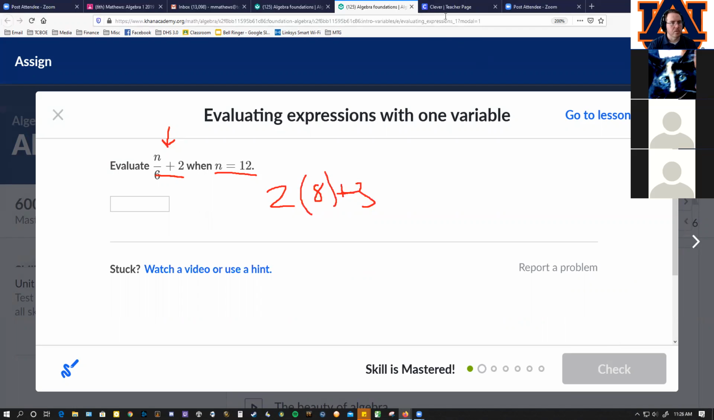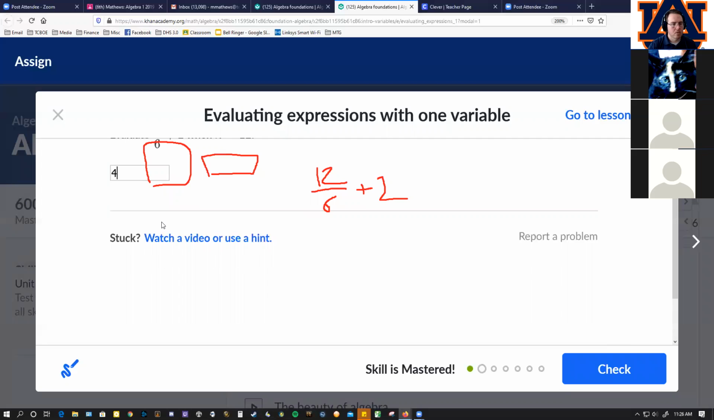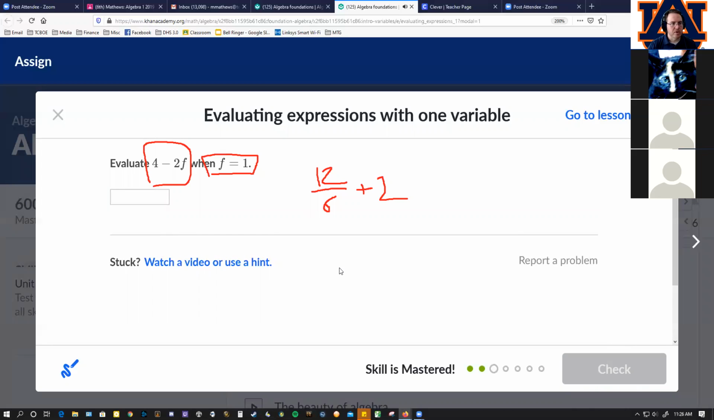I wonder if there's keystrokes for clearing annotations. That'd be good to know. Okay, so n over 6 plus 2 when n is equal to 12. So it'd be 12 over 6. It's substitution with a little bit of arithmetic spliced in. So 12 divided by 6 is 2, plus 2. So we're going to get 4 here. That's evaluating expressions with one variable. If you come across any of these that for some reason are giving you grief, by all means, screenshot it, send it to me.